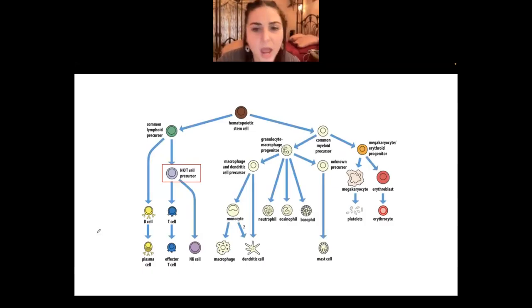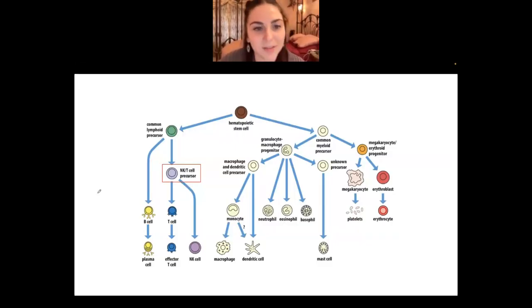This is, I think I put this in one of the first lectures, that you should know this tree of the precursors and whatnot. I put a box around the NKT cell precursor because that's a classic question to understand, that NK cells come from the same precursors that T cells come from. And again, it makes sense because they do the same thing as T cells. They're just in the innate immune system. But I just wanted to remind you guys, this is what they look like.